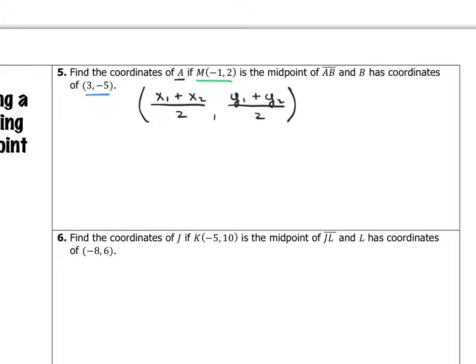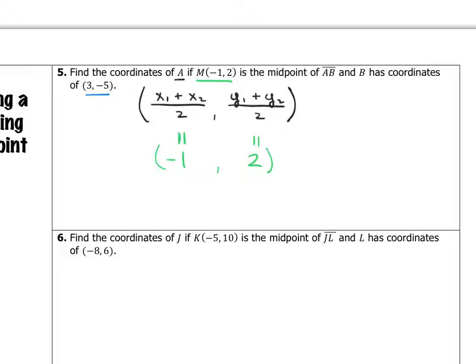But the difference in this problem is I know what x sub 1 plus x sub 2 all over 2 is equal to. This entire fraction is going to be equal to -1, because that's the x coordinate of my midpoint. The same is true for my y fraction. I know this entire fraction is equal to 2, which is the y value of my midpoint.